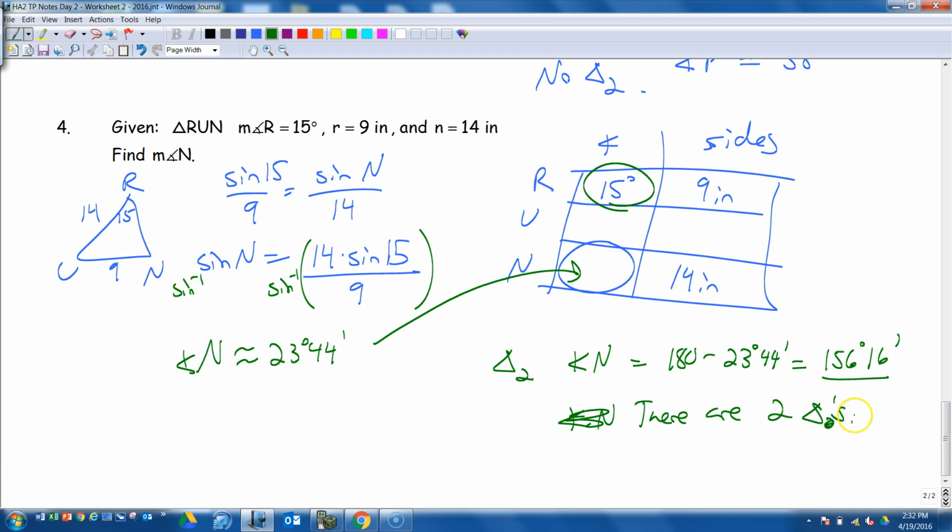There are two triangles, so the answer to the problem is both these values, because I just want angle N. Now, if you had to do more, I would recommend making a second chart and put that in the second chart for N, and then keep going, just like we did with the first problem. All right, so we have both pieces, and we are done. So that's the only added thing, is you have to look for both triangles by taking the supplement of the angle you initially find. All right, good job.